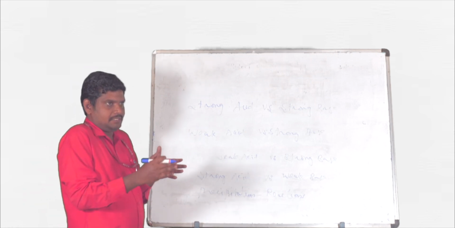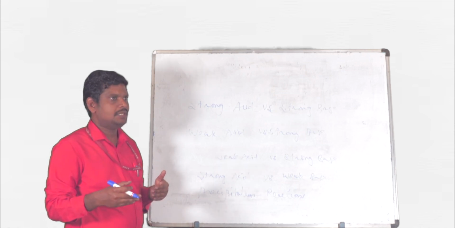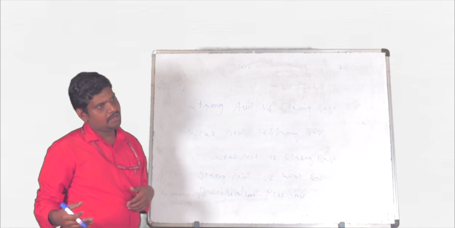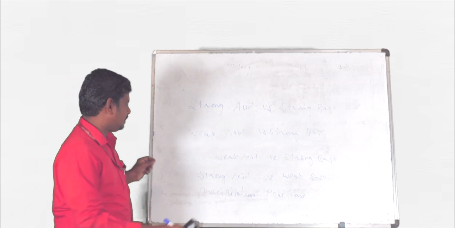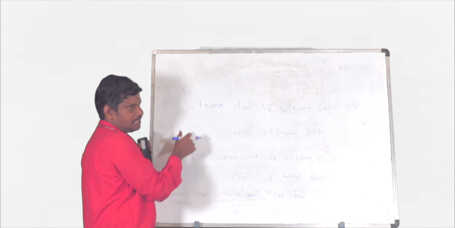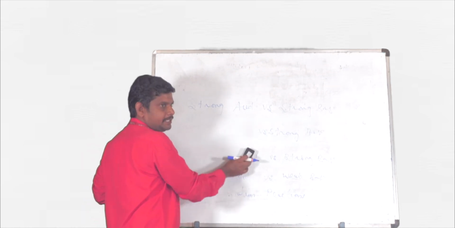If the dissociation is incomplete or poor, those acids and bases are inferred as weak acids or weak bases. So with this, we will come to the end of the lecture. In the subsequent lectures, we will see the rest of the conductometric titrations. That's all.